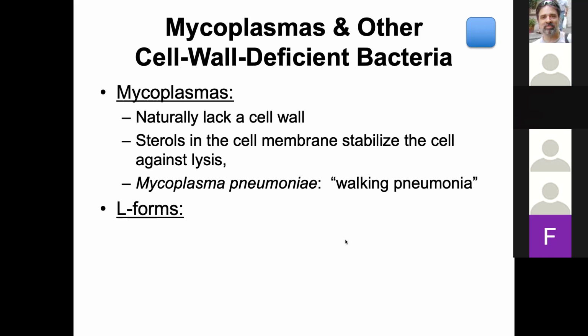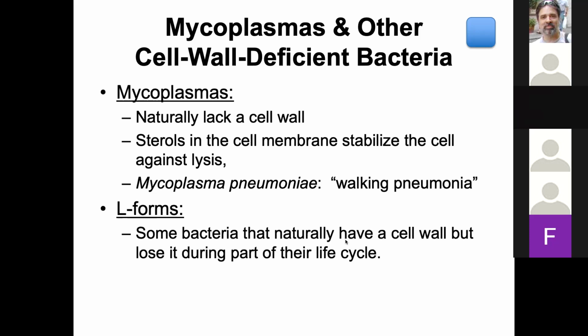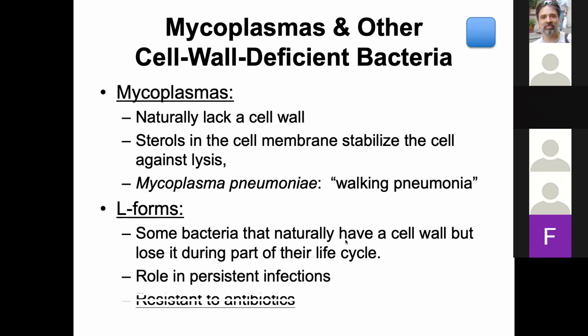body. The L forms are bacteria that normally have a cell wall but lose it during a portion of their cycle. And the result of that is that certain antibiotics are not effective against those bacteria. And the result is that they can persist through that treatment, right? L forms lack the cell wall.